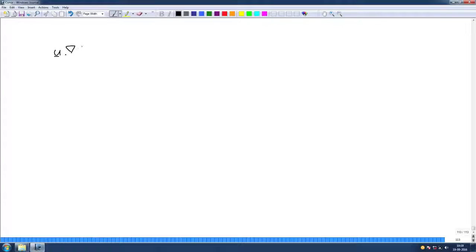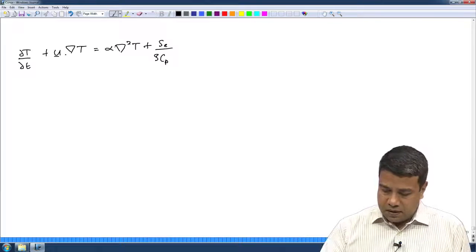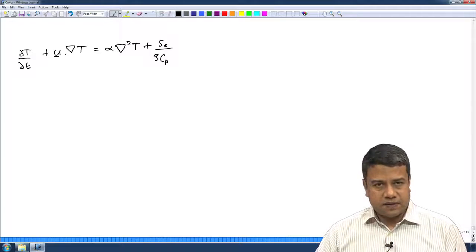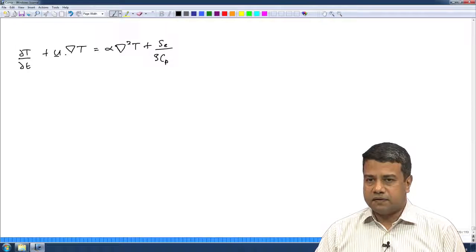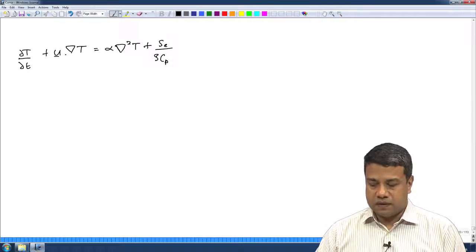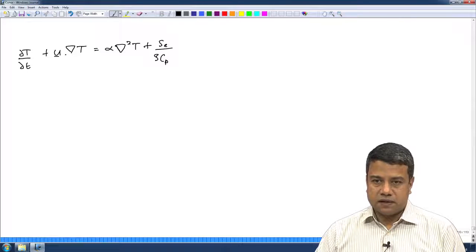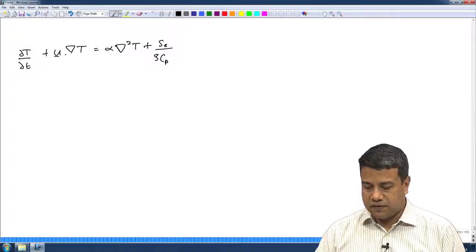The equations have a common form. They all are of the form u dot grad T plus partial T by partial t is equal to the thermal diffusivity times del square T plus any source. On the left side are the convection terms, the time derivative, the rate of change of temperature, and the rate of transport of temperature due to the mean fluid velocity. On the right side is the rate of transport due to molecular diffusion, and then any sources or sinks.